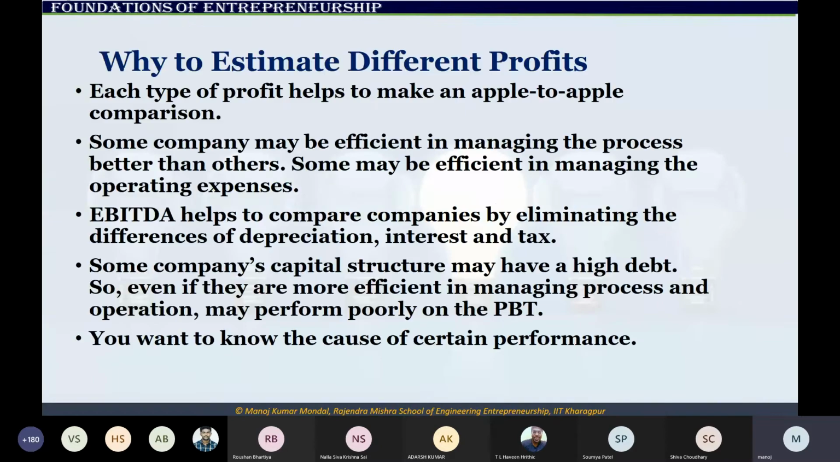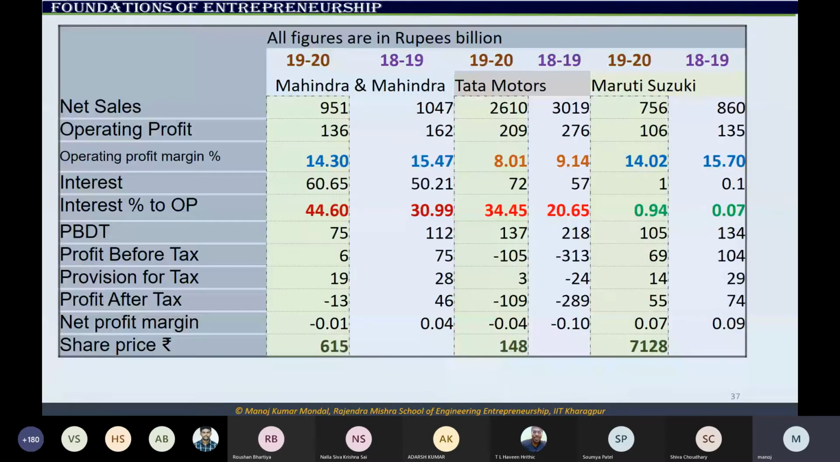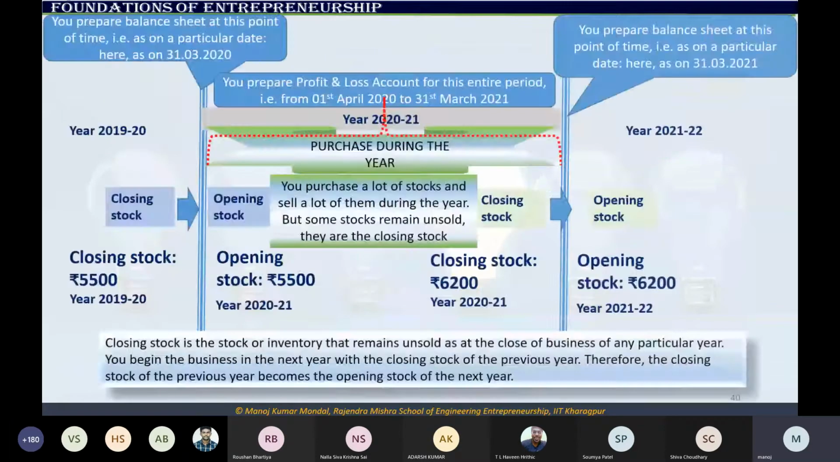Why there are different types of profits I have already explained, and I have explained it with this example, so there's no point repeating the same thing.